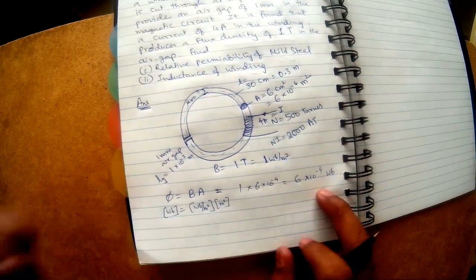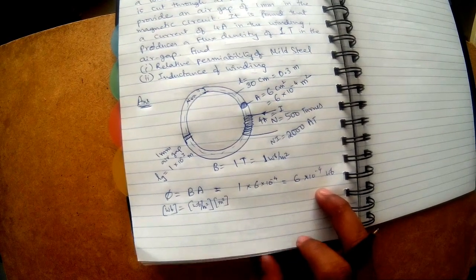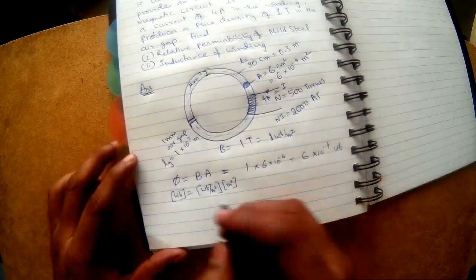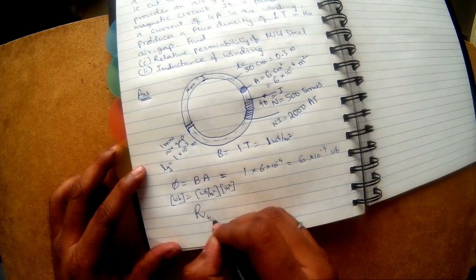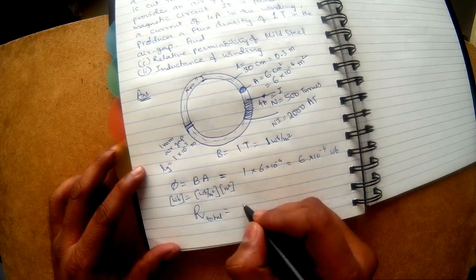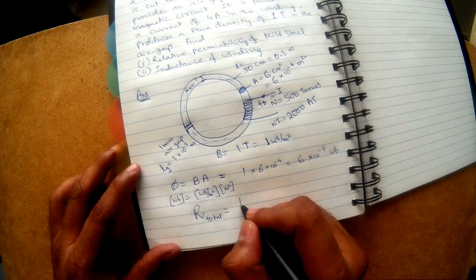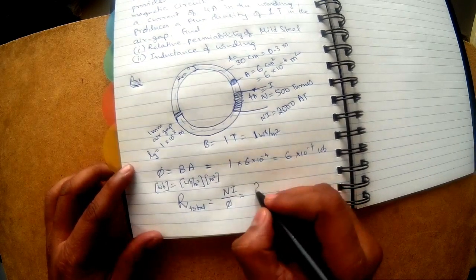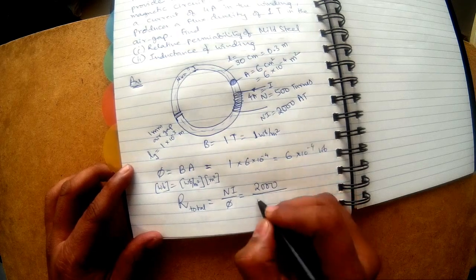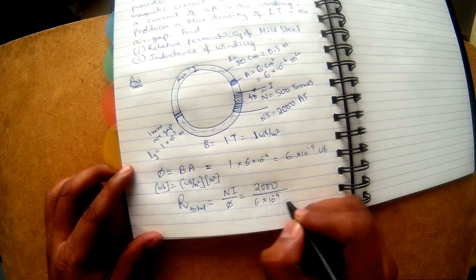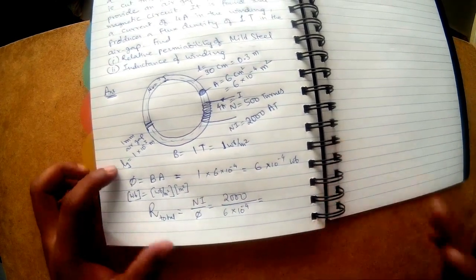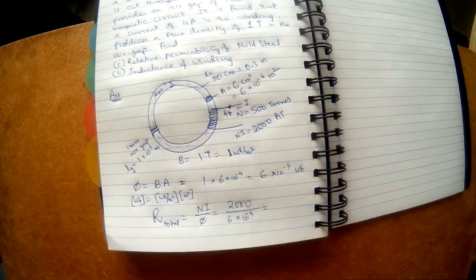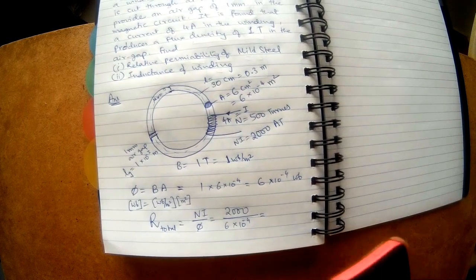So I calculated the flux. Then we know what is the ampere turns. So I can find out the total reluctance. Total reluctance is nothing but total ampere turns divided by the total flux. Okay, so total ampere turns is 2000 divided by 6 into 10 power minus 4. Okay, so how much is this? So let me calculate that.